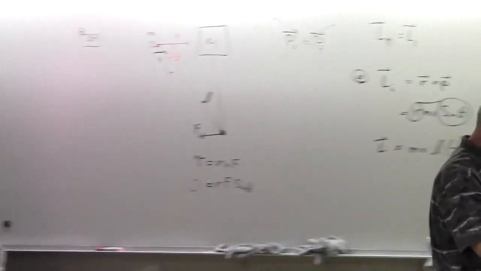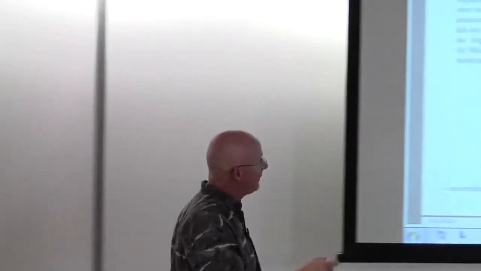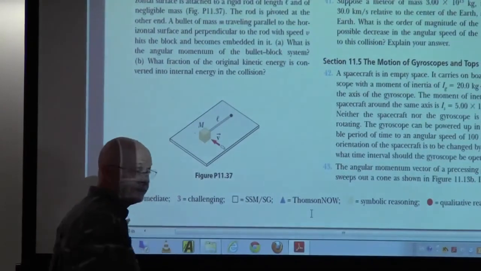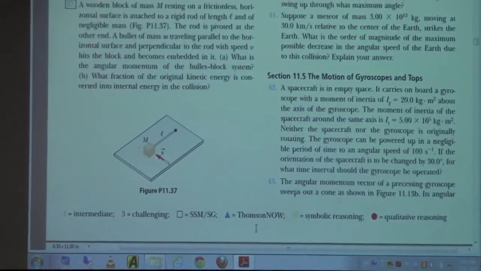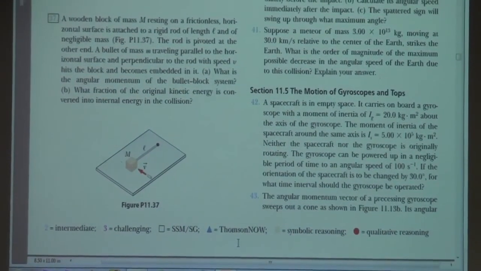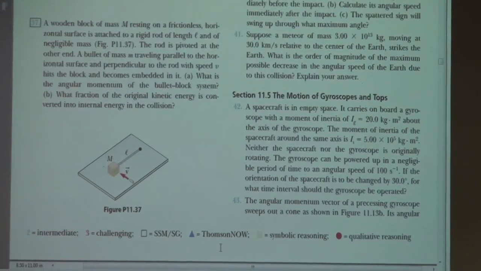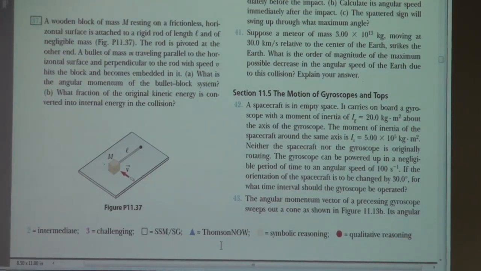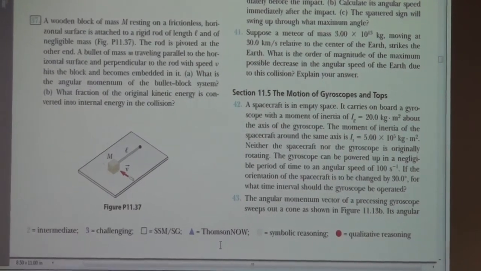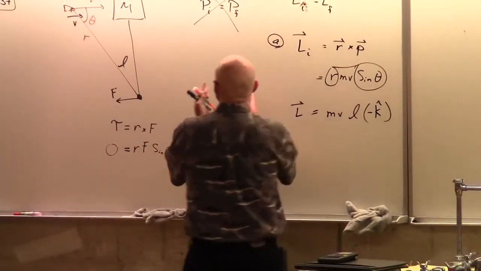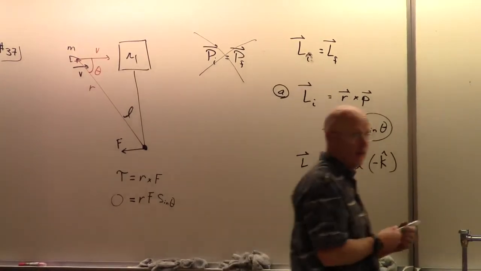I won't need to worry about whether they want it before or after. It's conserved if measured around this point. But look at B now. B says, what fraction of the original kinetic energy is converted into heat or internal energy in this collision? Again, we did problems like this in Chapter 9. Of course, in Chapter 9, we were talking about a linear collision, and we said the momentum before is equal to momentum after, and then we worried about energy and figured out how much heat is formed. Same thing here, except instead of conservation of linear momentum, we have conservation of angular momentum.